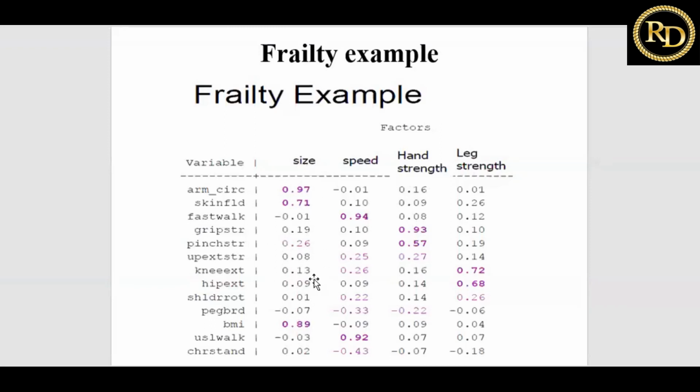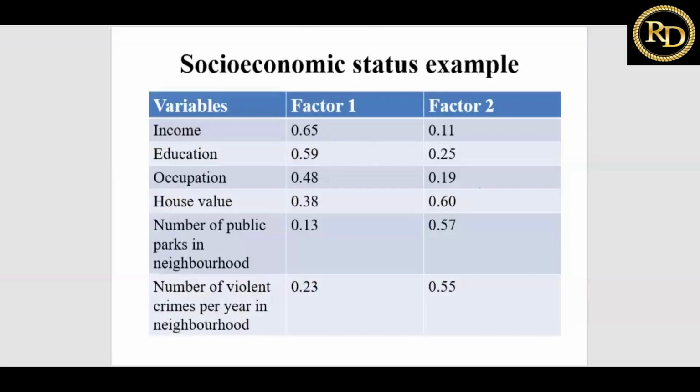Okay, so here you can see in this data the values 0.97, 0.71, 0.89, and that size is explained by these three variables. Speed can be explained by the two, and hand strength can be seen through the 0.93 and 0.57, and leg strength by the 0.72 and 0.68. Okay, so these are the combinations which we will be getting.